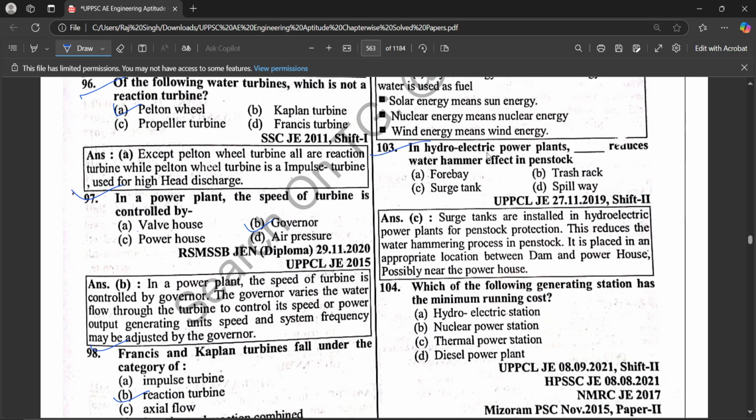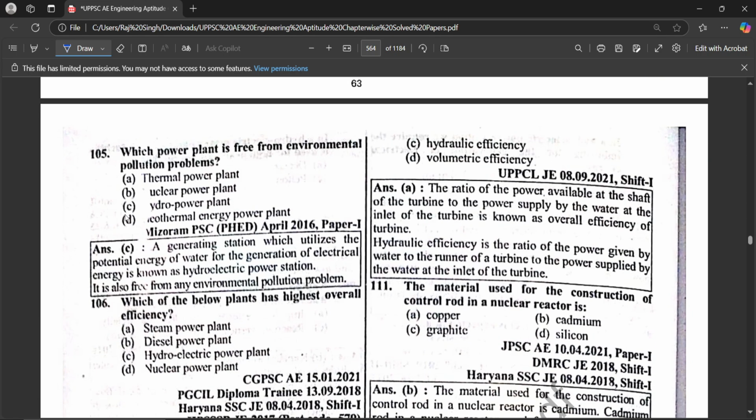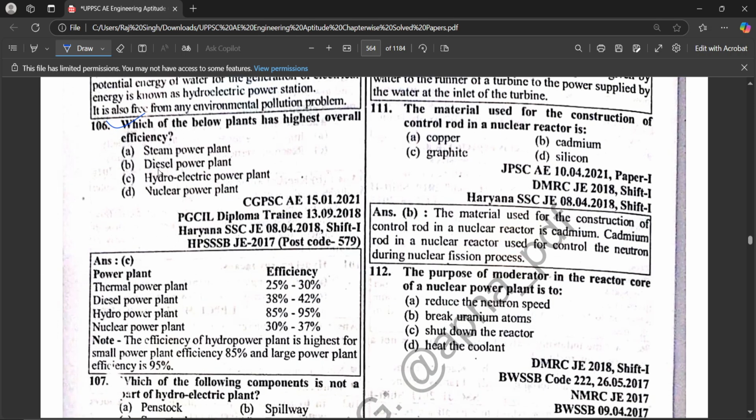In a hydroelectric power plant, the water hammer effect in the penstock is reduced with the surge tank. Which of the following generating stations has the minimum running cost? Hydroelectric station. Which power plant is free from environmental pollution problem? Hydropower plant. Which of the below plants has the highest overall efficiency?